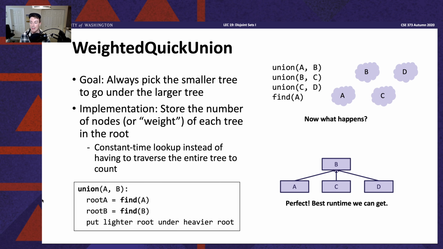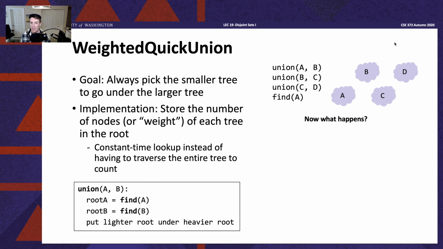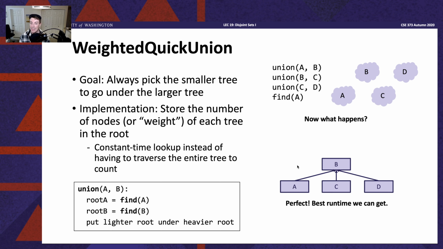The idea being, if we're going to do union A, B, C, D, before, if we always just make the second one the parent, we ran into this worst case A, B, C. But now we're always going to guarantee that we put the lighter one underneath. And so we're going to end up with this nice structure A, B, C. Now, how did we end up going about that?